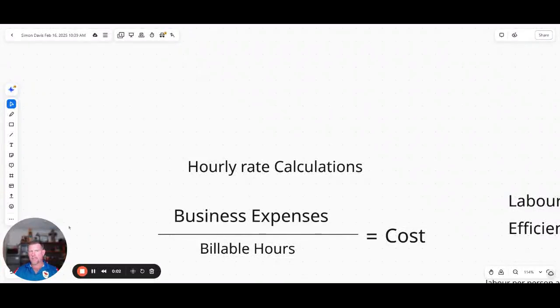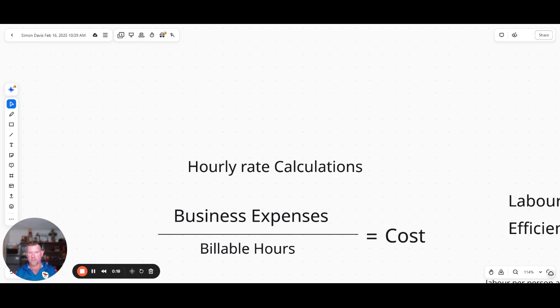G'day guys. Today I wanted to show you what the hourly rate calculation is and how to work it out, and then we can move forward and change it into a meter rate or a foot rate, depending where you are in the world and how it works for you.